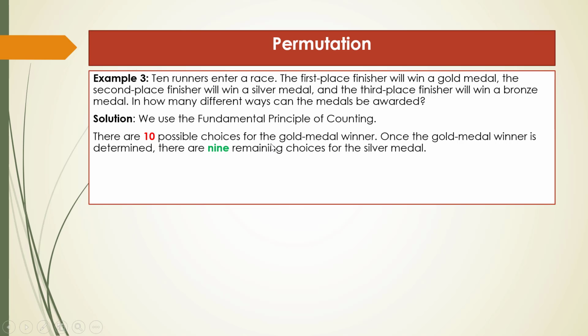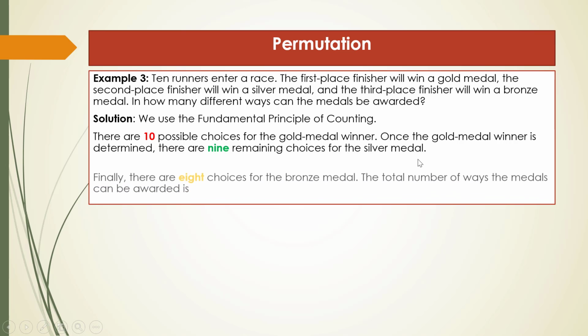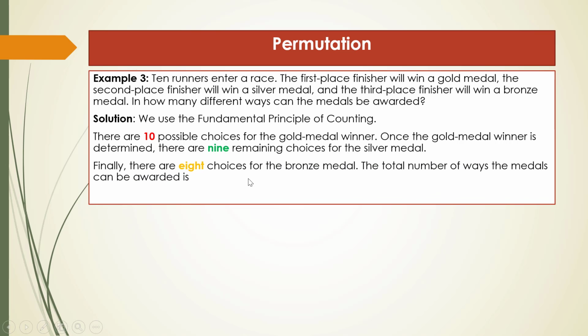For the first operation, there are 10 possible choices to choose the gold medal winner. The second operation is choosing the silver medal. And once the gold medal winner is determined, there are only 9 remaining choices for the silver medal. And finally, there are 8 choices for the bronze medal.